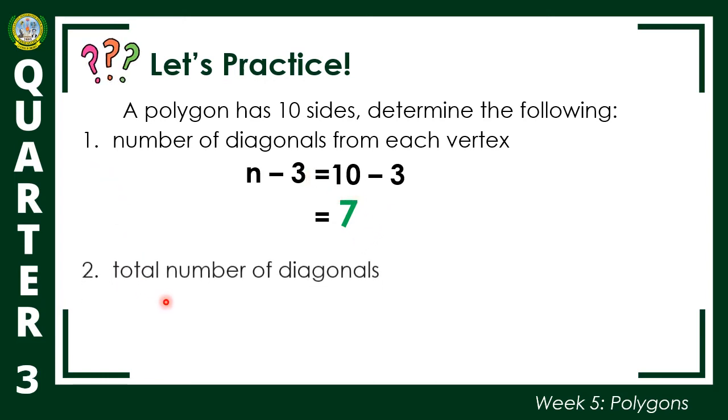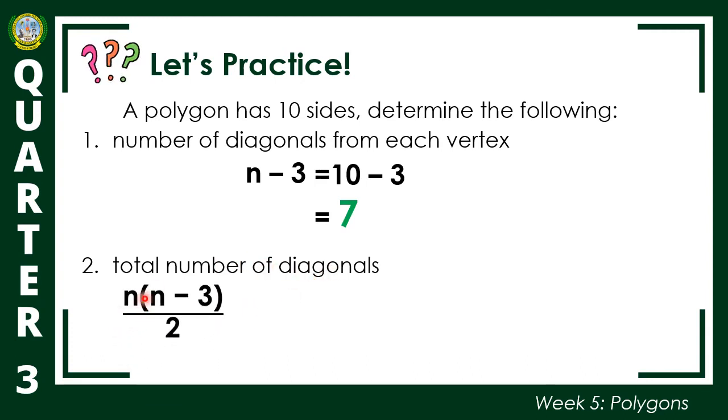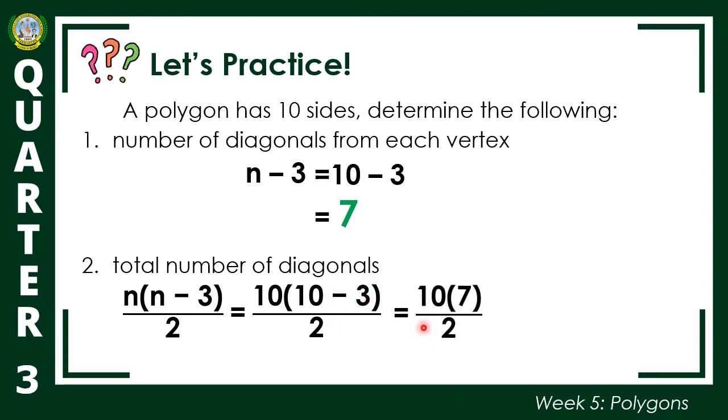Okay? And then, determine the total number of diagonals. So we will be using the other formula which is n times quantity n minus 3 all over 2. Substituting 10, we will get 10 times 10 minus 3 all over 2. And since kailangan po nating sundin ng PEMDAS, uunahin natin yung nasa loob ng parenthesis. 10 minus 3 is 7 and multiply 7 to 10, it will be 70. 70 divided by 2 is equal to 35. So that means, all in all, meron pong 35 diagonals ang isang decagon. Okay, so that's how we find the number of diagonals from each vertex and the total number of diagonals.